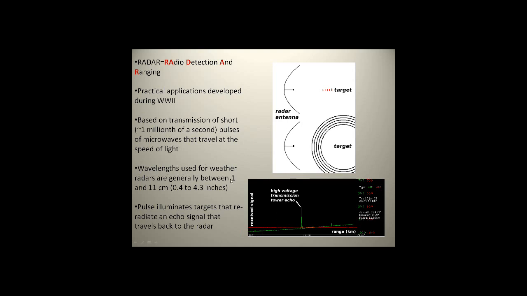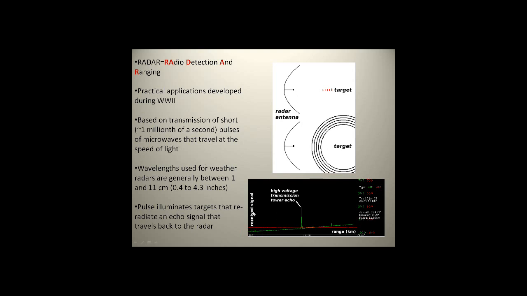For weather observation purposes, the wavelength we use, this so-called microwave radiation, is generally between 1 and 11 centimeters, which in inches is on the order of 4 inches. The CHIL system and the National Weather Service radars are operating at the longer wavelength end of this. Our wavelength is 11 centimeters. And so after we transmit this short burst of microwave energy, the radar equipment more or less listens for a delayed signal that comes back from the target. And here's this plot in the lower right corner. It's an example of that. So distance is across the horizontal scale here in kilometers.